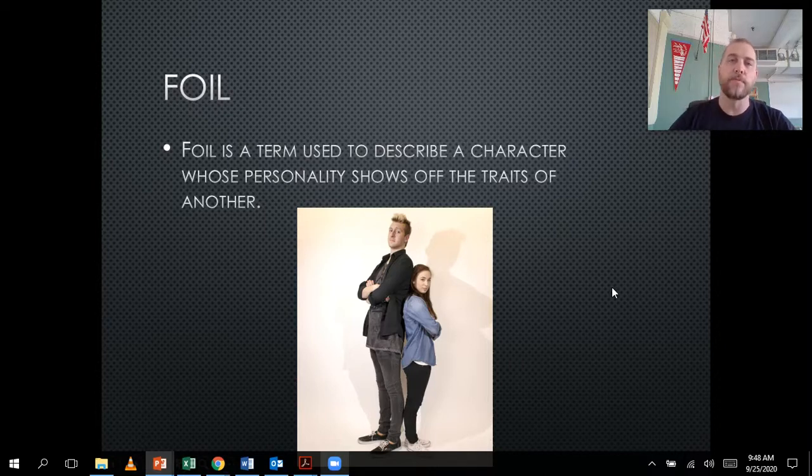And you can do this with multiple character traits. If you want to show how brave somebody is, you put them next to a character that's not very brave. If you want to show how kind somebody is, you put them next to a character that's not so kind. This is the term that's used as a foil, and it really kind of can be used to highlight exactly who your character is or is not.